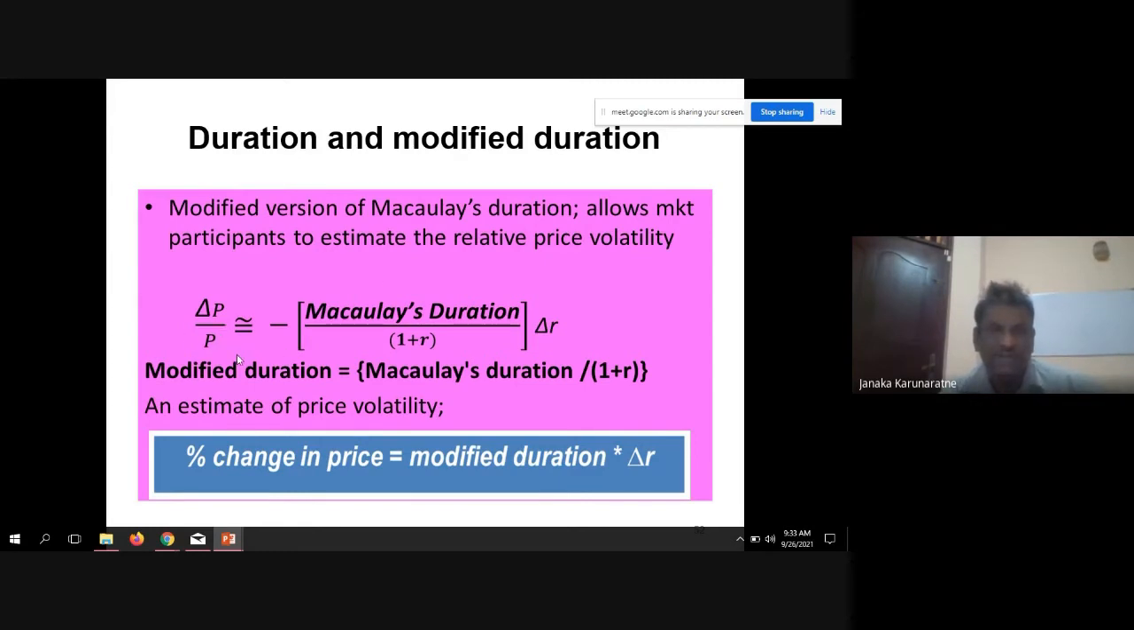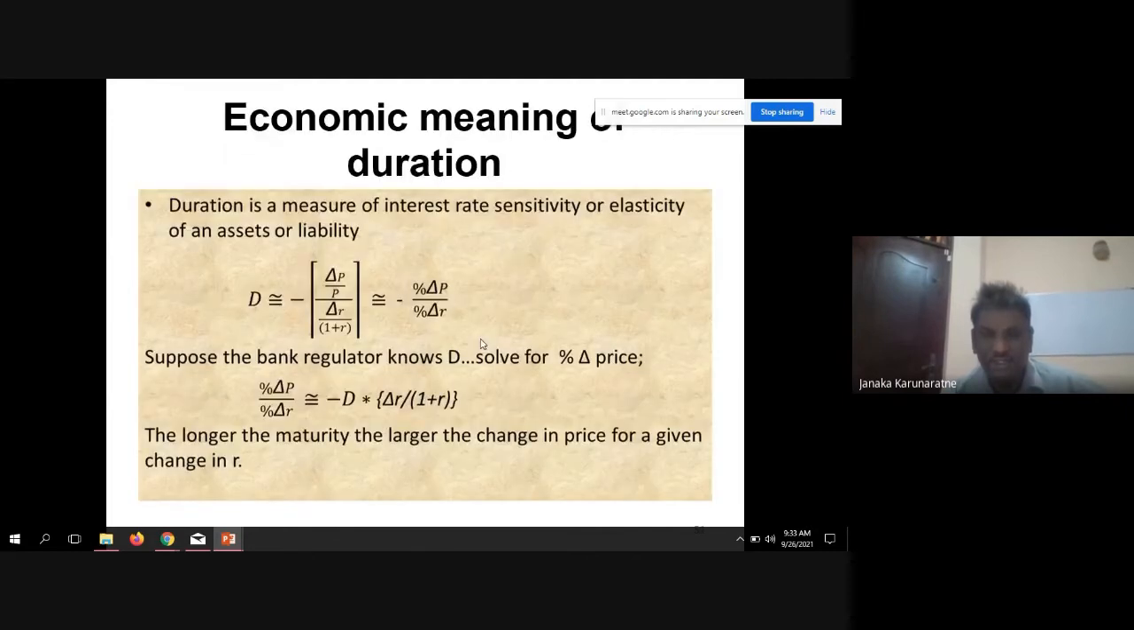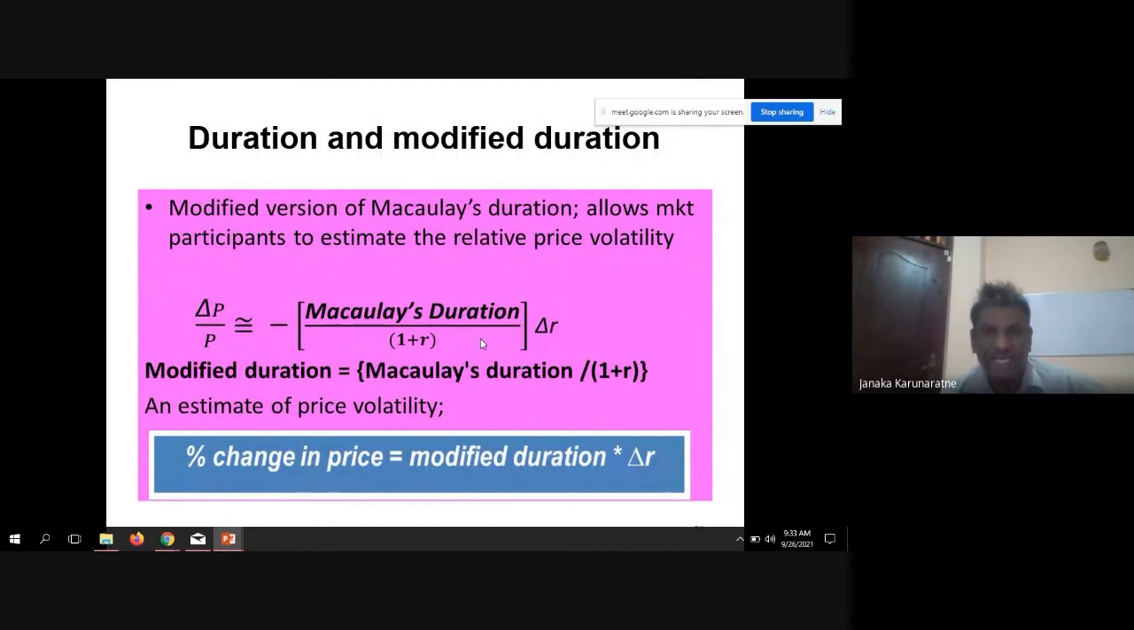Okay, so change in price divided by price equals Macaulay duration, which we learned so far. This one, Macaulay duration, divided by 1 plus R times delta R. So we can say Macaulay duration divided by 1 plus R is the modified duration. So the percentage change in price, this part, is approximately equal to modified duration, this part, times change in R.